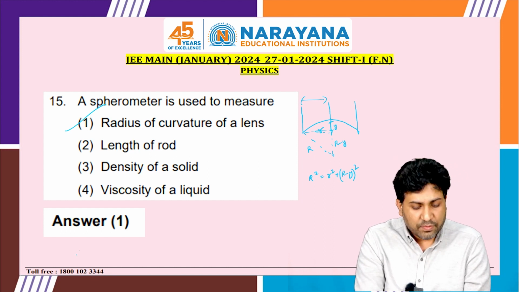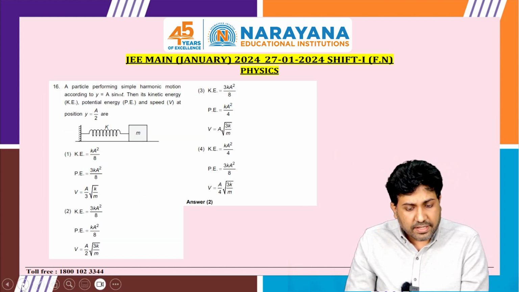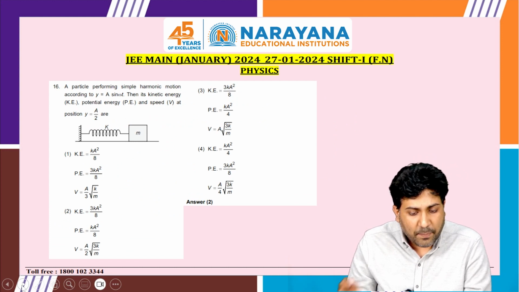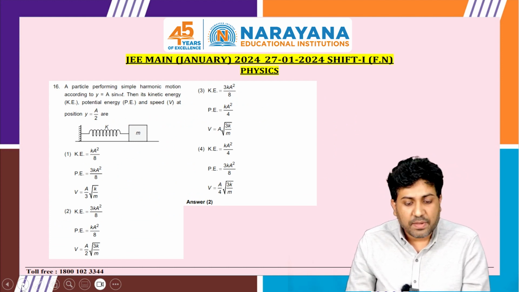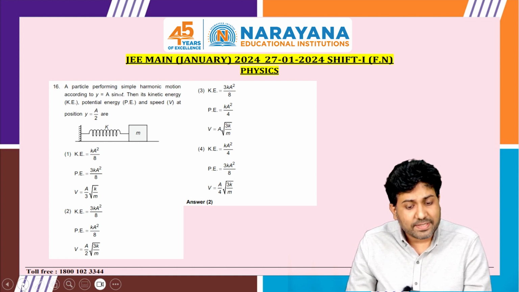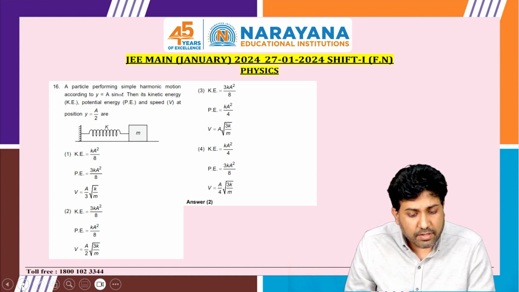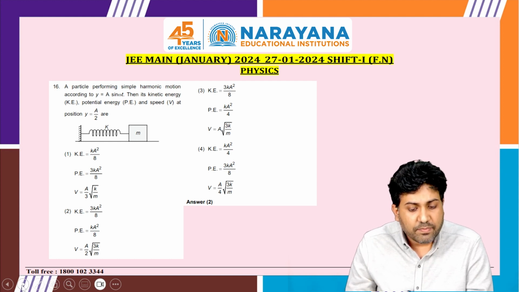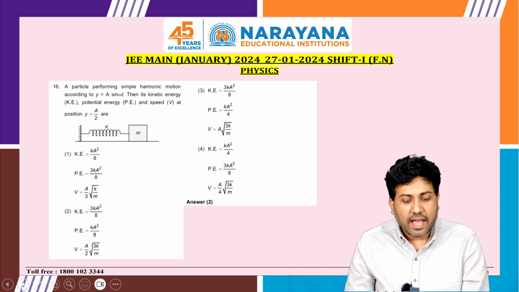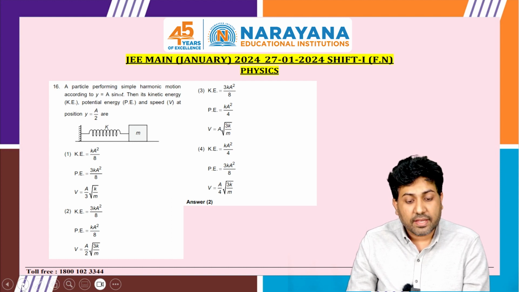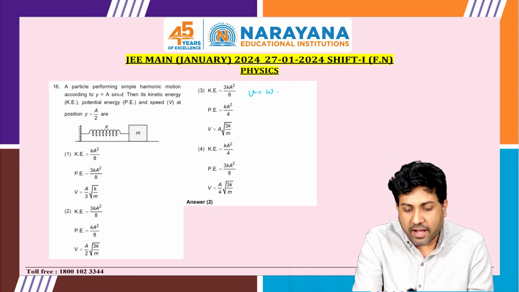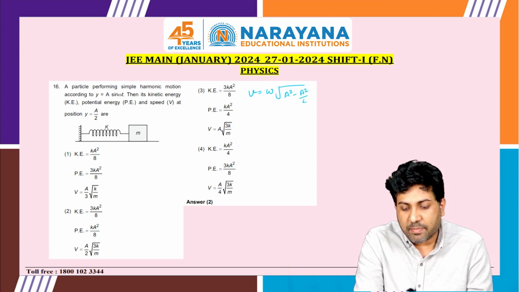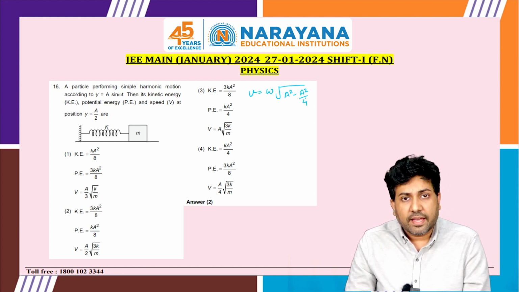Okay, let's move to the next question. It is given here that a particle is performing simple harmonic motion, and the equation of simple harmonic motion is given to us. Then they are asking, what is the kinetic energy, potential energy, and speed at a by 2. Okay, I know that V is equal to omega root over a square minus x square. According to the question, x is a by 2. So I can say x is a by 2.